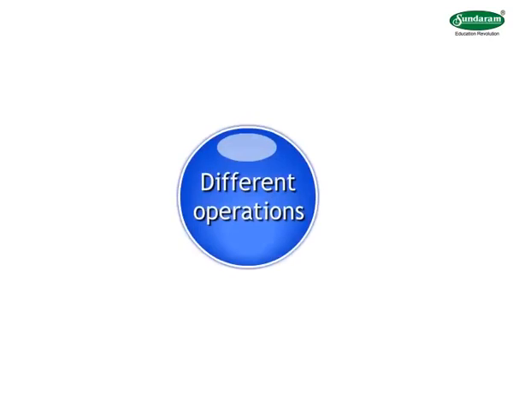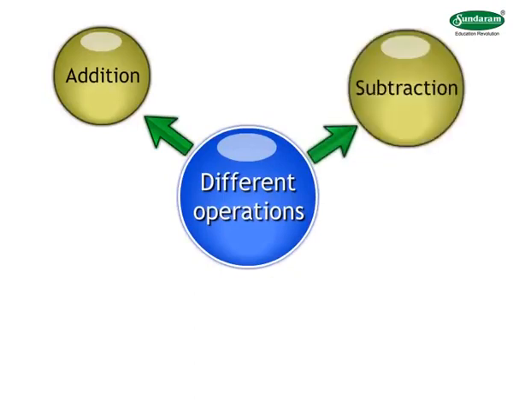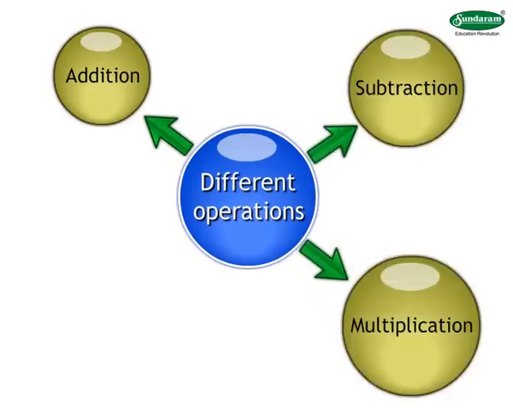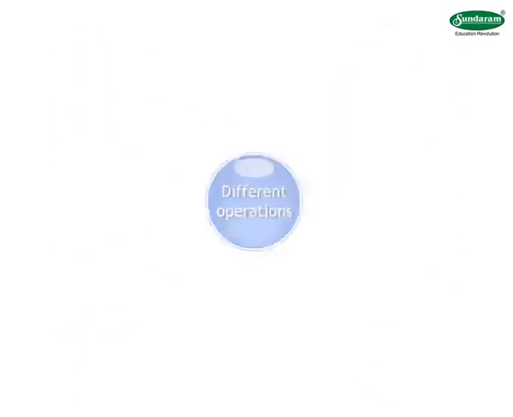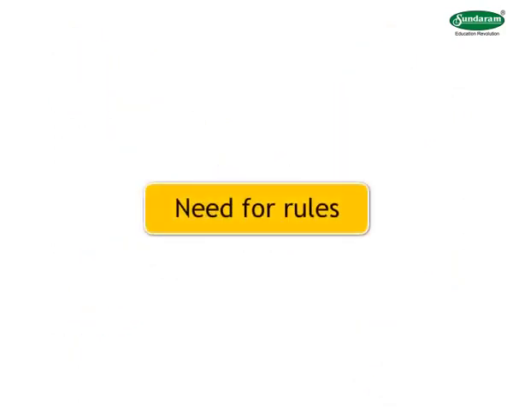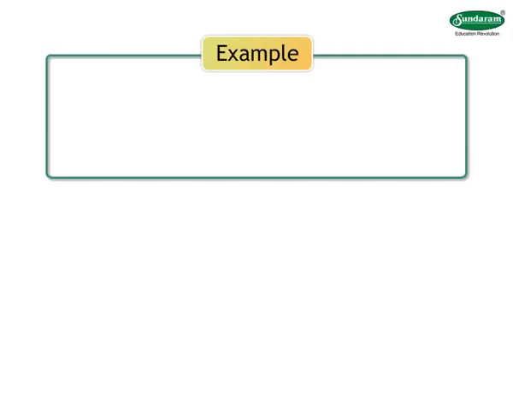We have four different operations: addition, subtraction, multiplication, and division. When sums involve more than one of these operations, we use some rules. Need for rules. Example: 15 into 20 plus 10.